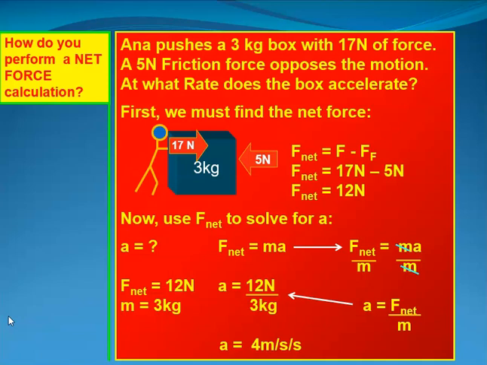You have your net force, 12 newtons, and the mass, 3 kilograms. So you start with F equals ma, and you solve for a. Solving for equations is going to be a skill that you need to develop in this class. So it's F divided by m equals a. Divide both sides by m, and you get a equals F net over m. And now you just plug in the numbers. 12 divided by 3 is 4 meters per second per second.